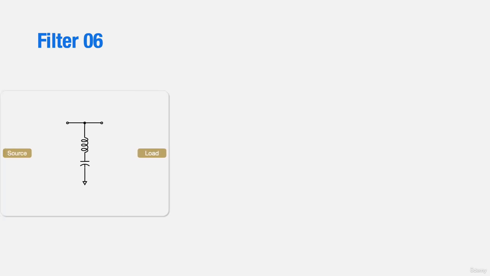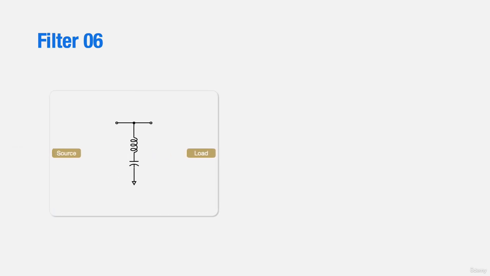Now, suppose we take the series LC circuit and shunt it to ground. What type of filter does it become? This configuration functions as a band reject filter. This is because at resonance, this path acts as a short circuit. Consequently, at the resonant frequency f0, the signal of that frequency will be short-circuited to ground and unable to reach the load. Therefore, it is a band reject filter.